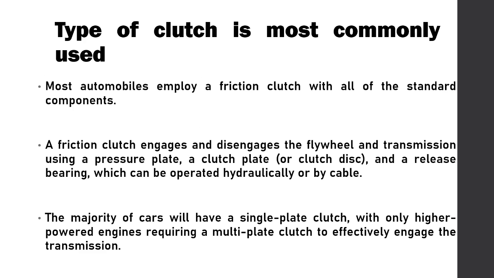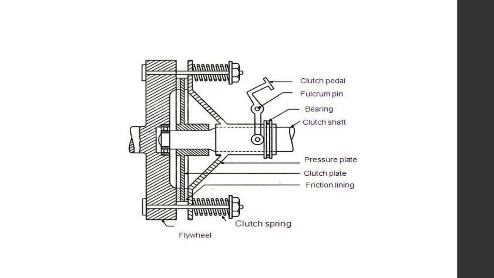Most automobiles employ a friction clutch with all of the standard components. A friction clutch engages and disengages the flywheel and transmission using a pressure plate, a clutch plate or clutch disc, and a release bearing which can be operated hydraulically or by cable. The majority of cars will have a single plate clutch, with only higher power engines requiring a multi-plate clutch to effectively engage the transmission. So this is the anatomy of the single plate clutch.